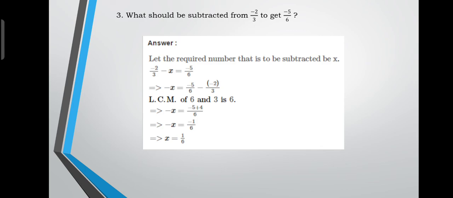Listen. Let the required number to be subtracted be x. So minus 2 by 3 minus x. Why is it minus x? Because this is subtraction. So minus x is equal to minus 5 by 6. Now we have to find the x value. So we transpose this minus 2 by 3 to the right hand side. When transposing, it becomes positive. So minus 5 by 6 plus 2 by 3. Now taking the LCM of 6 and 3, the LCM is 6.